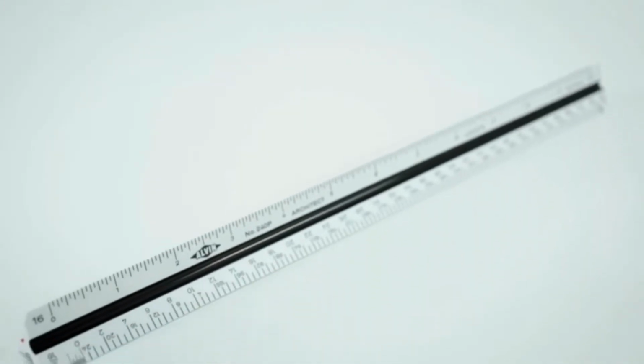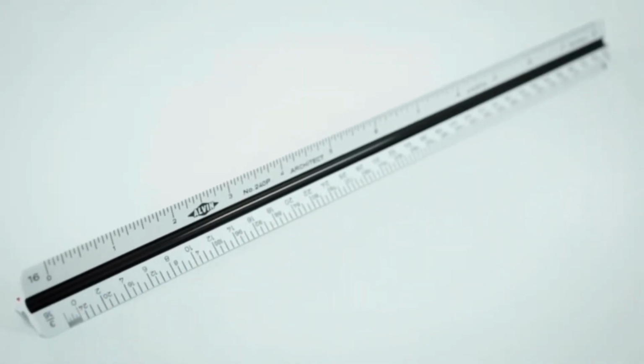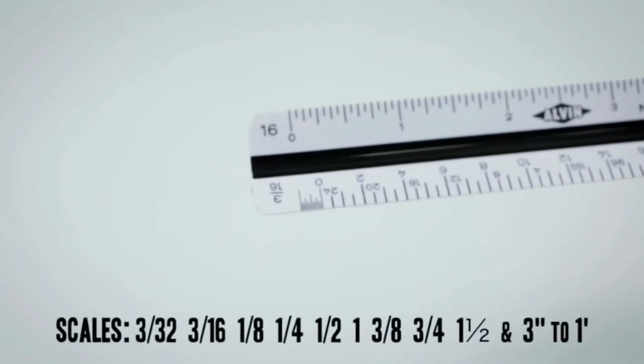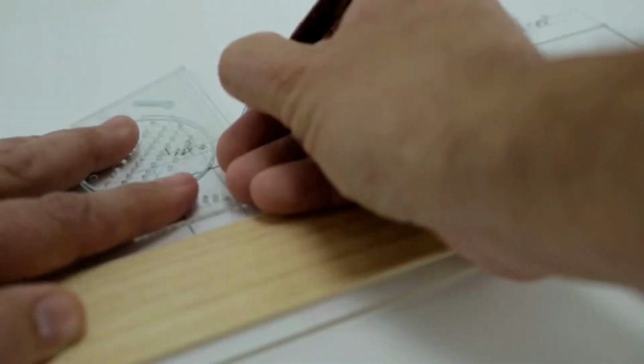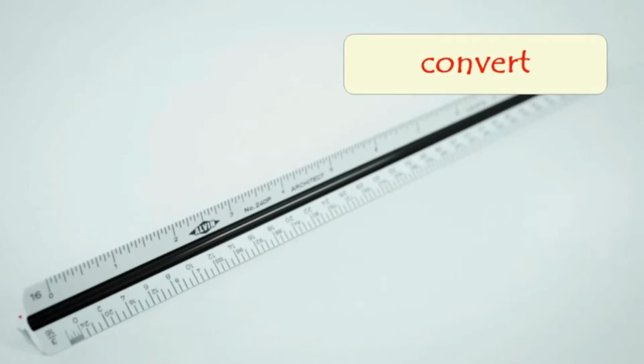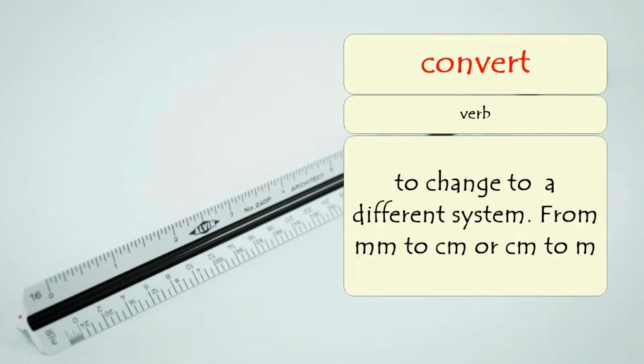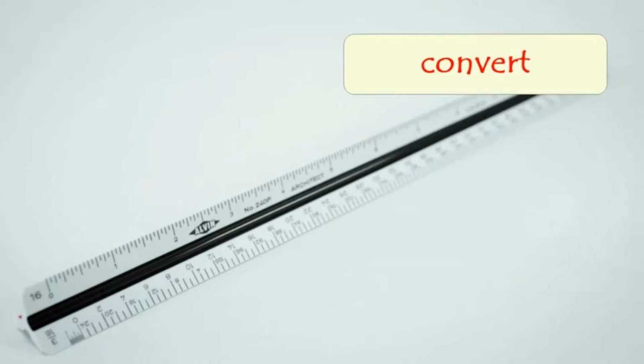This is an architect's scale. This one is 12 inches long. Each 12-inch scale has 6 sides. That's 12 different scales. A scale essentially converts different lengths into feet. Convert. Convert means to change to a different system, and here the presenter talks about changing from inches to feet, but normally with engineering drawing we're talking about millimeters to centimeters, or centimeters to meters.